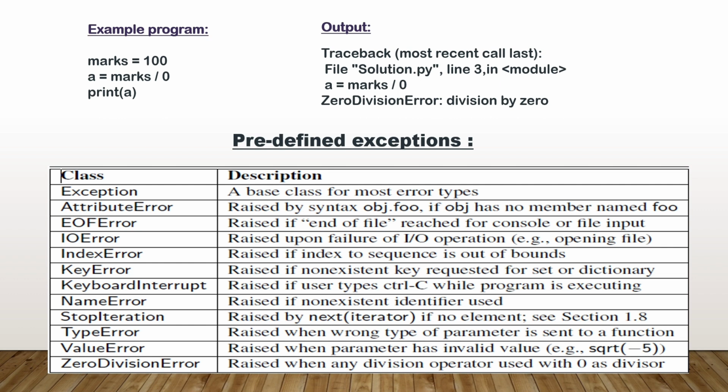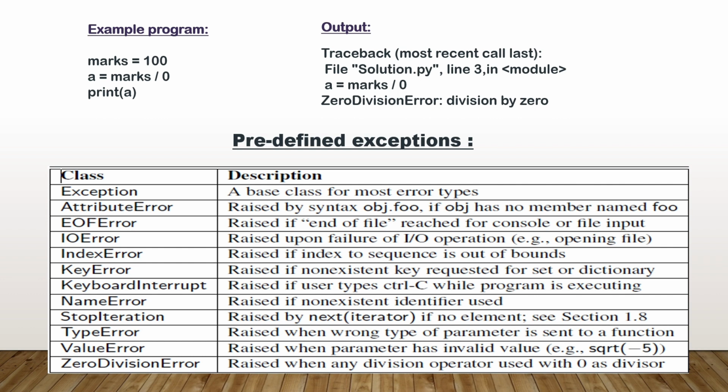Let us understand the logical errors with an example program. Here consider the example program. Here we are going to divide marks by 0. Since division by 0 is not possible, here zero division error is raised by the compiler, I mean the interpreter.